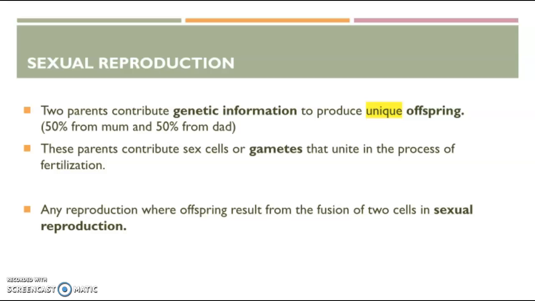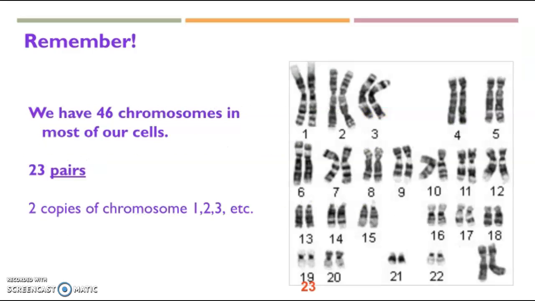All right? So any reproduction where offspring is the result of two cells from two different mates is called sexual reproduction. Fertilization can occur internally, such as sexual intercourse in humans, or it can occur externally as well, so fertilizing eggs and things like that. So like fish, where fish lay their eggs and then the male comes along and fertilizes it externally out of the body. All right.